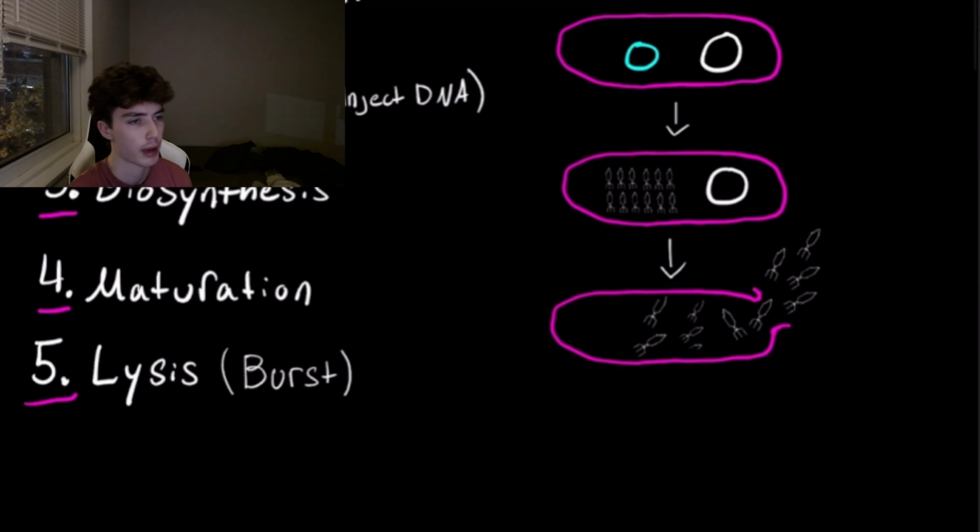And step 4 is maturation. Maturation is exactly, again, what it sounds like. This is when the phages are maturing. It's like an assembly. So everything is kind of coming together. Phages are getting their capsids, etc.